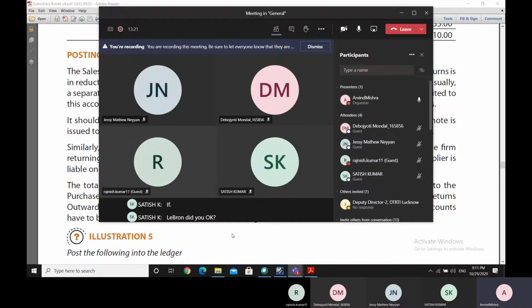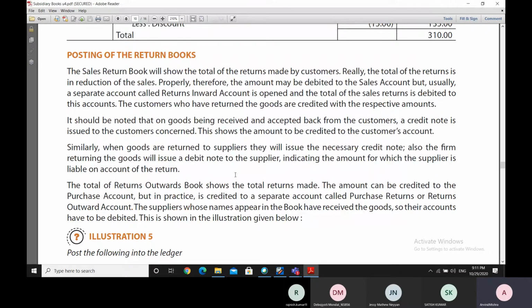Okay, so we move forward from here. So we were talking about the fact that whenever the goods which are sold earlier have been received back from the customers, any businessman will issue a credit note to the customer, and that credit note will carry the value of the credit which is going to be given to the customer against the return of the sold item.